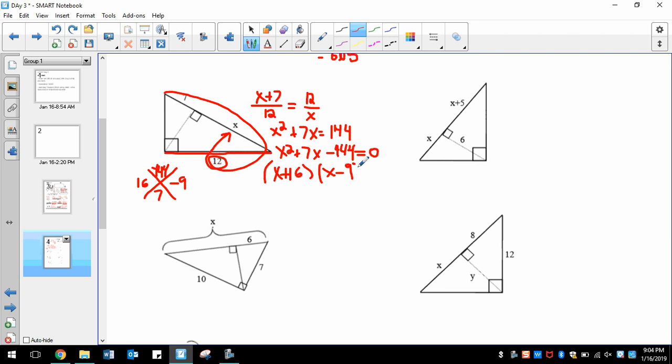So that's it factored. Now in order to solve, again, you take each of your factors, you set them equal to 0. So one of my x's would be negative 16 and the other one would be positive 9. Okay, now this is where you have to analyze to see if your numbers make sense.